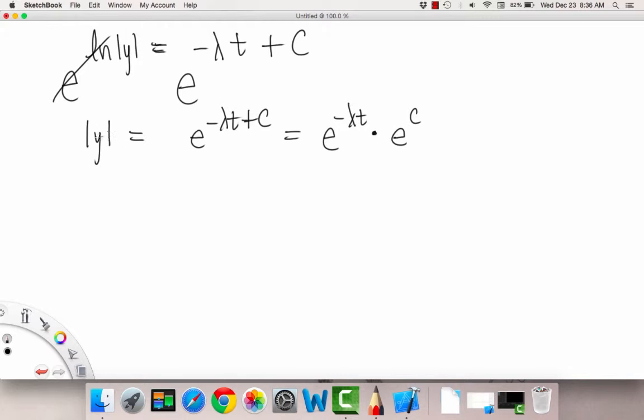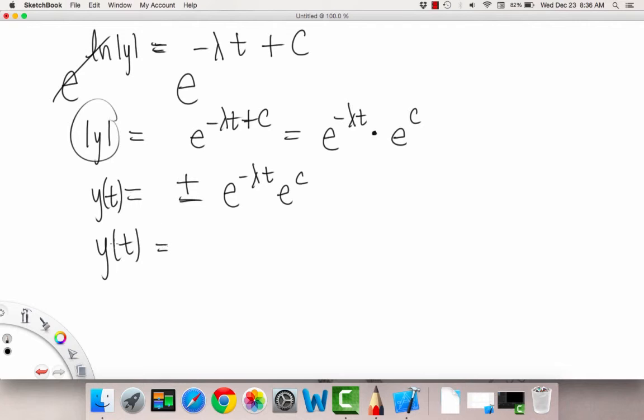The last thing is to get rid of the absolute value sign. To do that, we just add a plus or minus on the right side, because this whole quantity could be plus or minus. So plus or minus e to the negative lambda t times e to the c. This basically gives us our y of t, so we have just isolated our y.